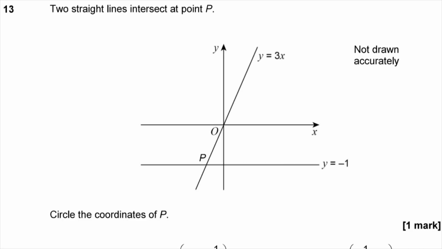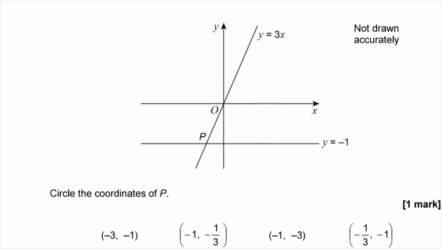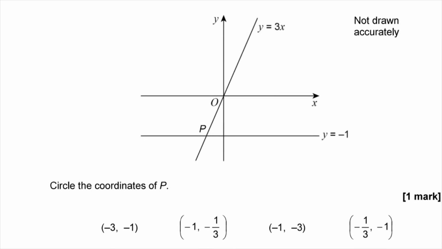Question 13. Two straight lines intersect at point P. Circle the coordinates of P. Okay, so I've been given the graph y equals 3x. It's up here, look. Which means it's got a gradient of 3. That means for every 1 unit you go along, you're going to go 3 up. Now, I can work out from this bit here that the y coordinate of P is going to be -1. So it's going to be something, -1, because it's on the y equals -1 line, which kind of rules out that one and that one.